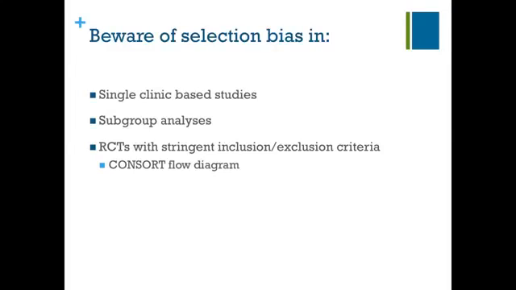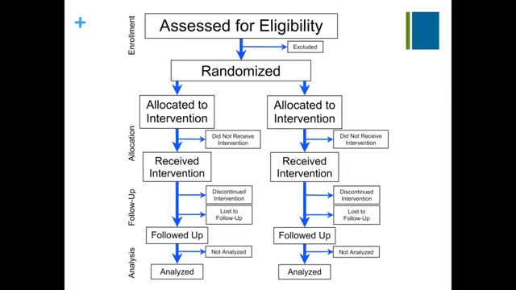In general, you want to get a good understanding of how participants are found and recruited and selected or rejected from the study. For randomized controlled trials, the CONSORT flow diagram that shows how many patients are in the target population, how many were assessed for eligibility, randomized, etc., can really help to give you an idea of the magnitude of selection bias in a given study. Be sure to look for this flowchart when reviewing RCTs.